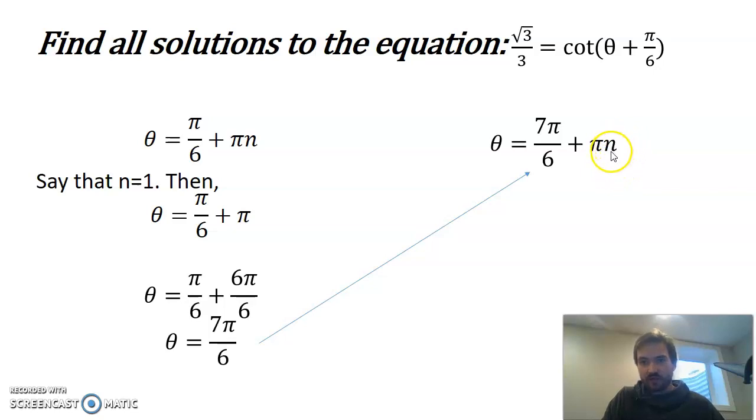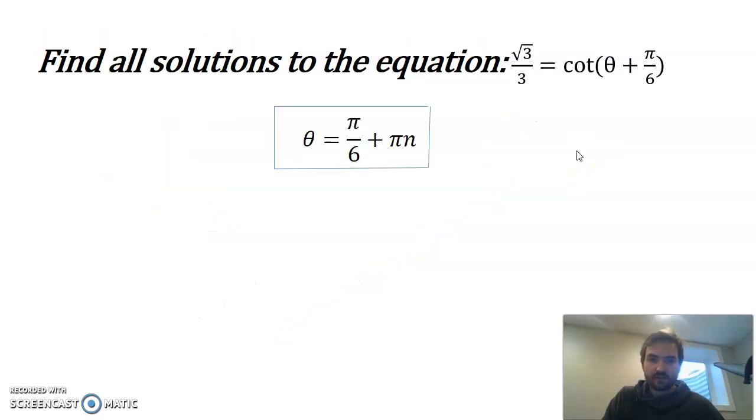So say that n was 0 here, then that would give us 7 pi over 6. Because of this, you can see that this expression here actually takes into account this other expression. When we add pi to pi over 6, that gives us 7 pi over 6. So we don't need to include this in our final answer. So our final answer is just going to be theta equals pi over 6 plus pi n.